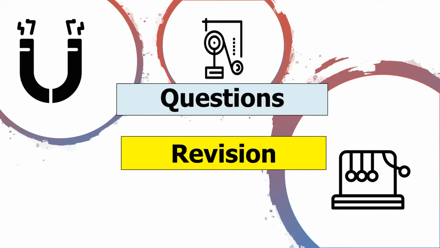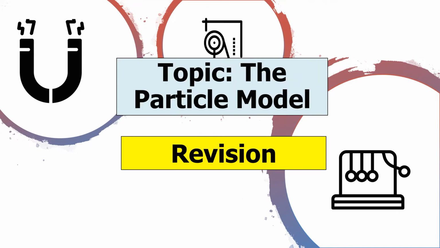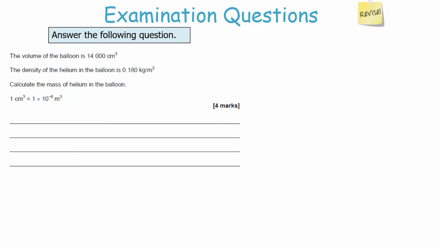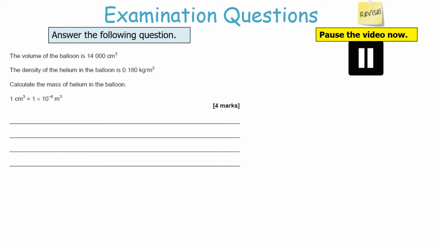So let's have a look at answering a few questions on the topic of the particle model of matter for GCSE Physics Paper 1. This first question says the volume of a balloon is 14,000 centimeters cubed. The density of the helium in the balloon is 0.180 kilograms per meter cubed. Calculate the mass of the balloon. So pause the video now, then unpause the video when you want to go through your answer.